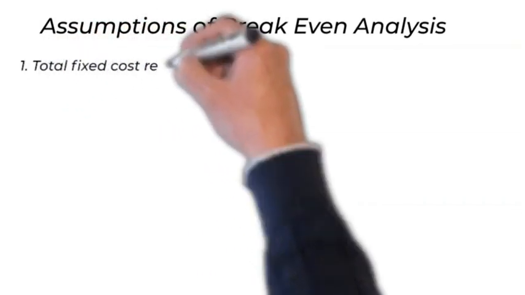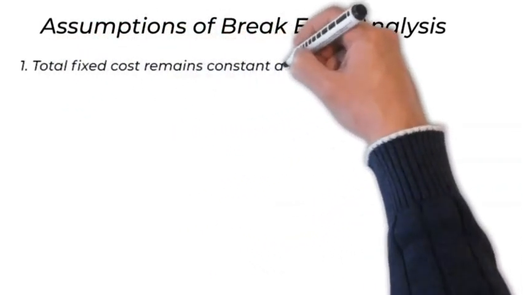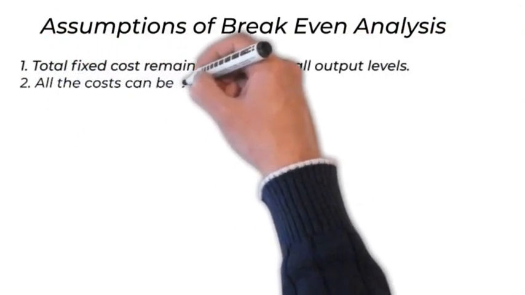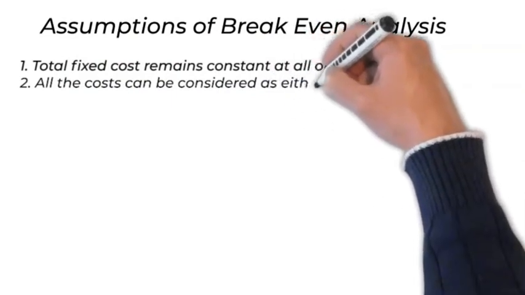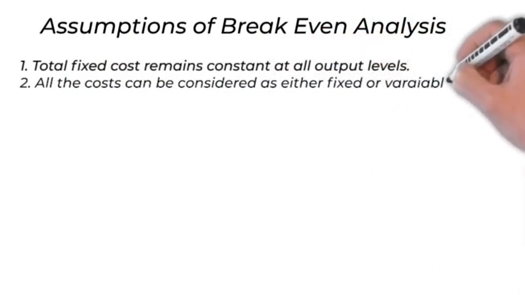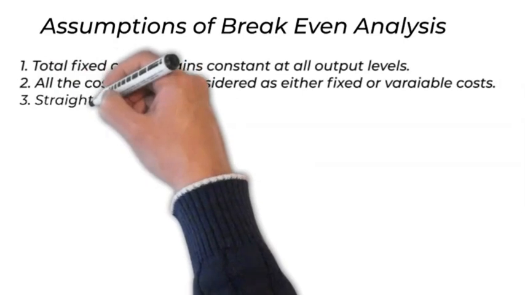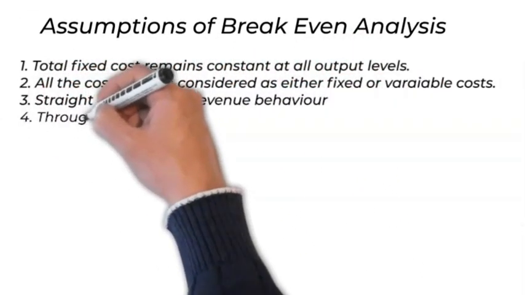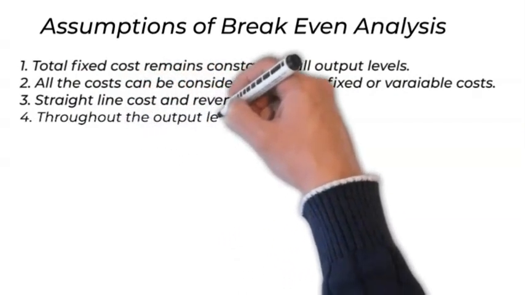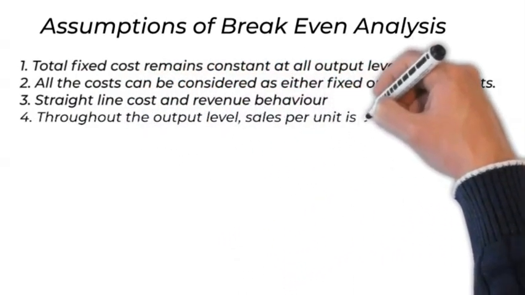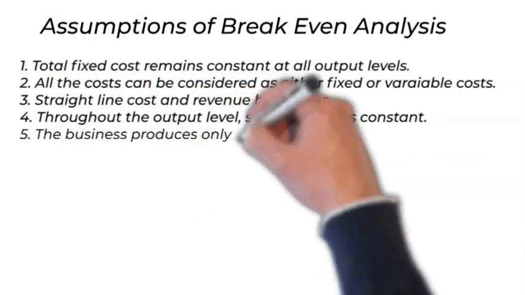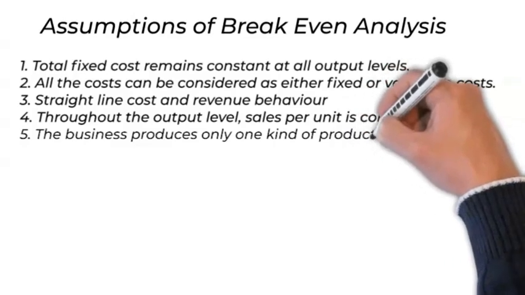There are some basic assumptions of break-even analysis, such as: 1. Total fixed costs remain constant at all output levels. 2. All the costs can be considered as either fixed or variable costs. 3. Straight-line cost and revenue behavior. 4. Throughout the output level, sales per unit is constant. 5. The business has a constant product mix and produces only one kind of product.